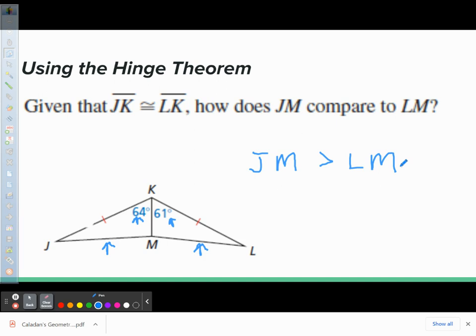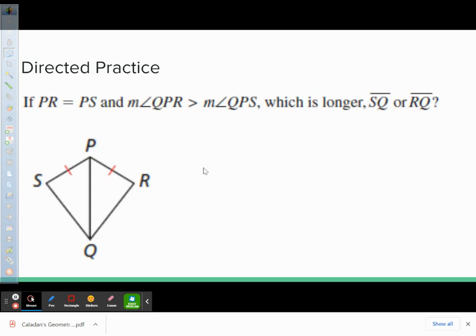All right, now that we've done two examples, one where you compare the sides and one where you compare angles, what questions do you have so far about the hinge theorem? Do another one together.